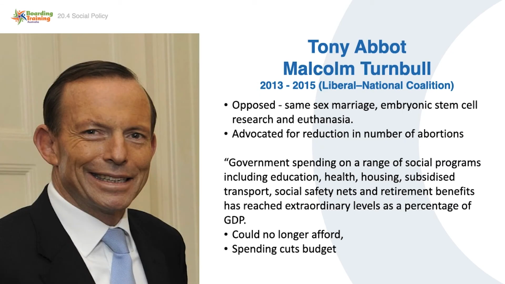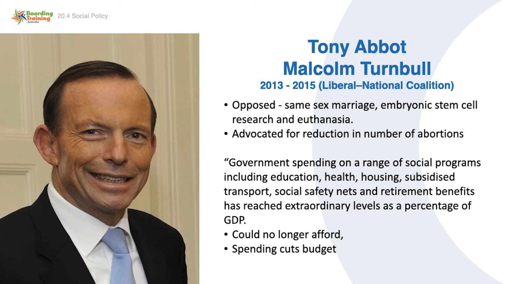Then we had Tony Abbott, and Tony Abbott opposed same-sex marriage, and he also opposed embryonic stem cell research and euthanasia. He advocated for a reduction in the number of abortions, although he did support a woman's right to have an abortion. And he said this: government spending on a range of social programs, including education, health, housing, subsidised transport, social safety nets and retirement benefits, has reached an extraordinary level as a percentage of GDP. Basically, he was saying, we can't afford this anymore. And so he was wanting to wind some of this back.